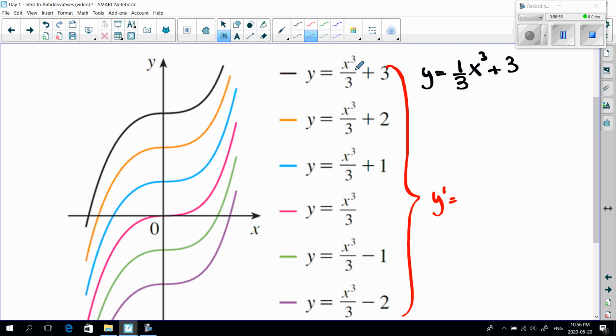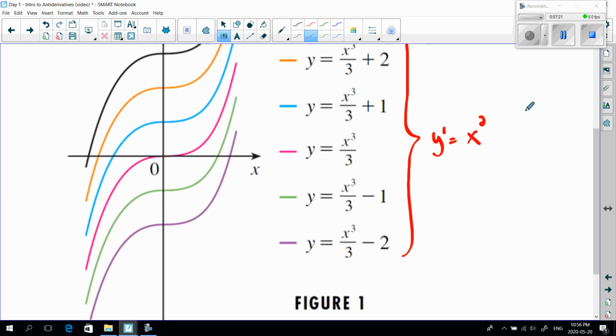So look, it doesn't matter which one I take the derivative of. The derivative of x cubed over 3, or 1/3 x cubed, would be x squared. 3 times 1/3 is 3 over 3, which is 1. x to the 3 minus 1 would give me 2, and the derivative of the constant plus 3 would be 0. The derivative of the constant 2 would be 0. It doesn't matter what the constant is.